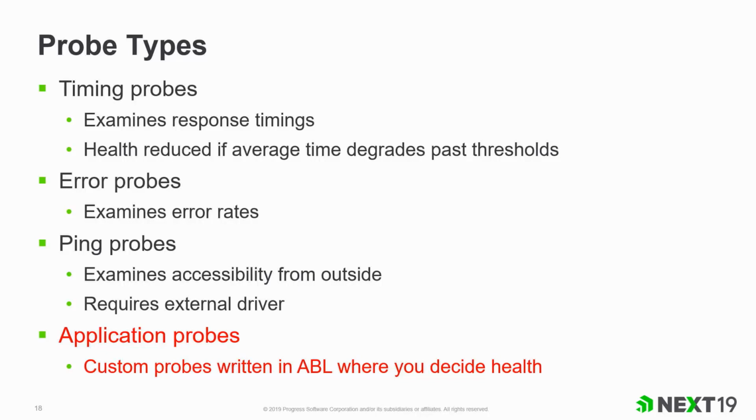Error probes examine error rates. We look at responses coming back: 200s good, 500s bad. Ping probes examine accessibility from the outside. Again, this would require an external driver to do correctly. You don't want to just do localhost or even your load balancer, because you're not actually testing the full path through. Application probes are the area that we did not do for this release, but it makes a lot of sense to me that you should be able to write your own custom probes with ABL, where you decide the health and roll that up into the total server health score.